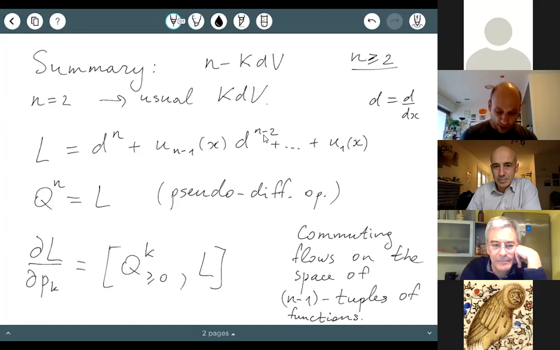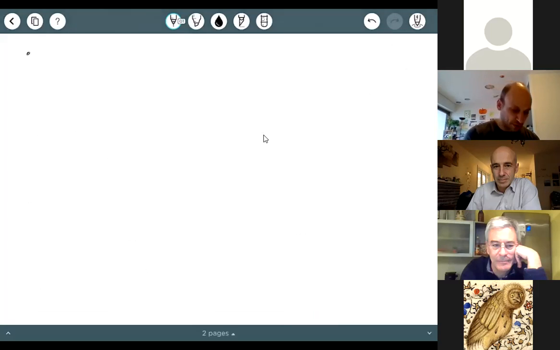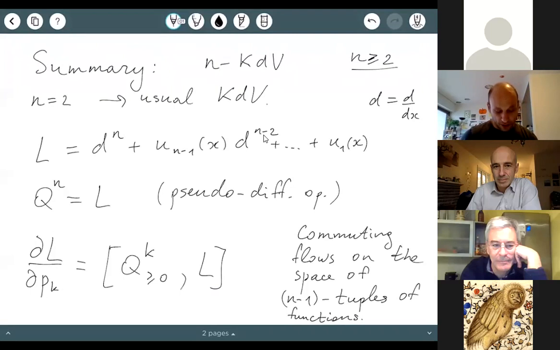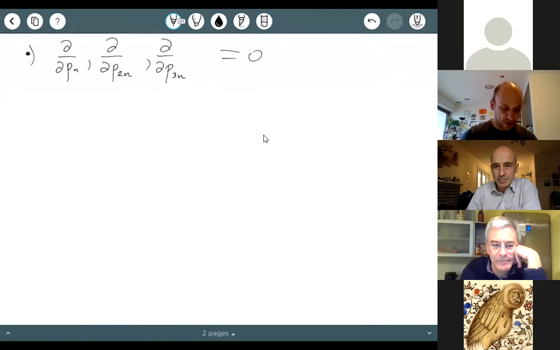And there are two remarks that are immediately deduced from that. So the first remark is that the flows d over dp_n, d over dp_2n, and so on, all multiples of n, are equal to zero, because in this case Q to the power n is just L, and the commutator of L with L is zero. The commutator of L squared with L is also zero. So the flows do not depend on these variables.